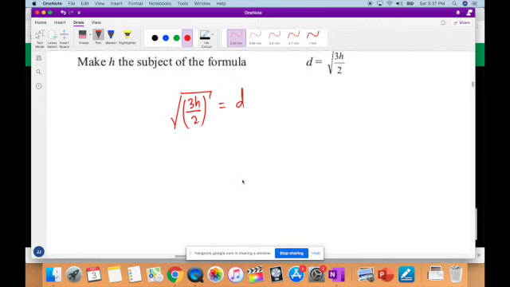Throw the 2 outside. Spicy. Throw the 2, huh? Yeah.